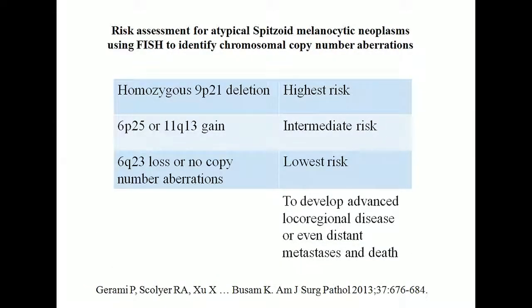They stratify the rest of their patients, and so I just told you that this is now considered the highest risk FISH test for spitzoid lesions. If you have 6p25 or 11q23 gain, it's intermediate risk, and the lowest risk ones are 6q23 or no copy number aberrations whatsoever. And these are predictive to help prognosticate people developing advanced local regional disease or even distant mets. Any questions about that?